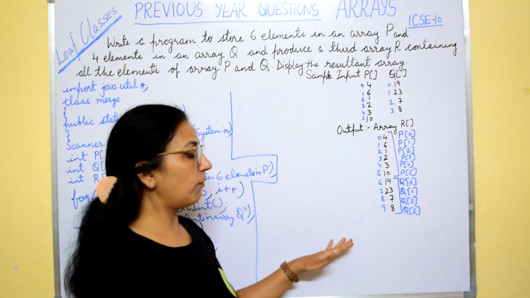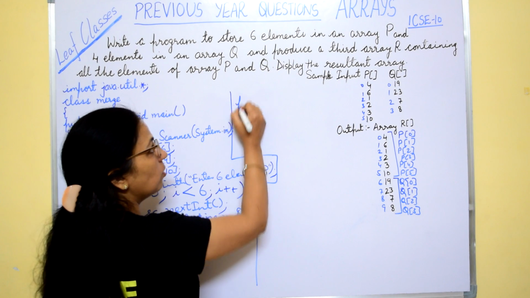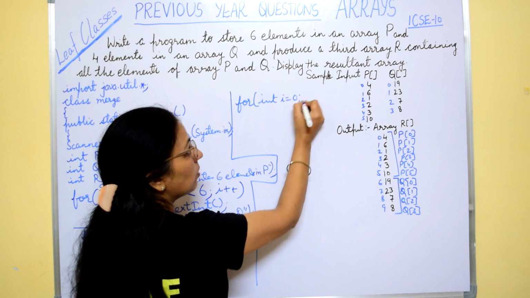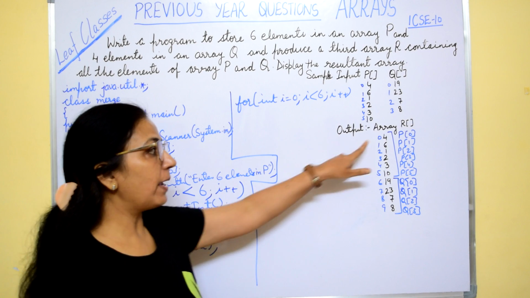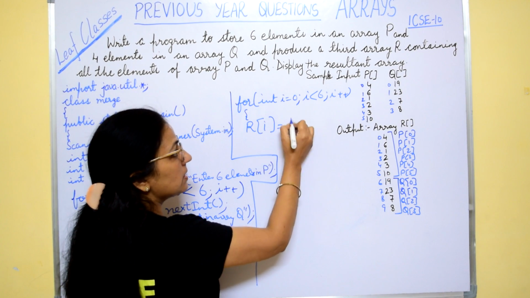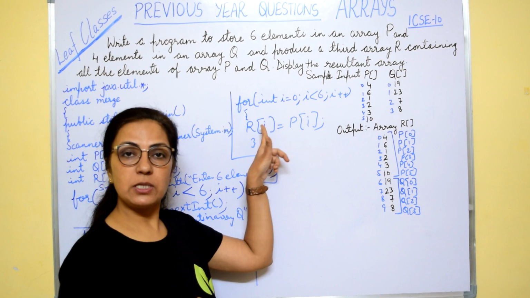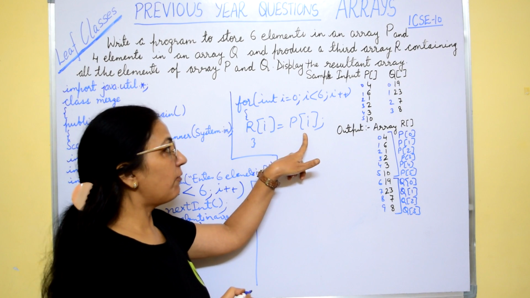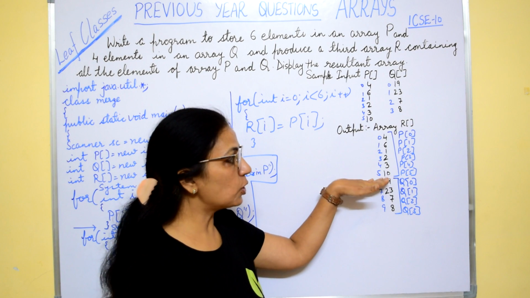So let us see how we will do. First, these 6 elements we will take a loop for storing: int i = 0; i < 6; i++, that means from 0 to 5. So here we will do R[i] = P[i], that is R0 equals P0, R1 equals P1, like this till P5 will be stored in R5. Now this portion is done.